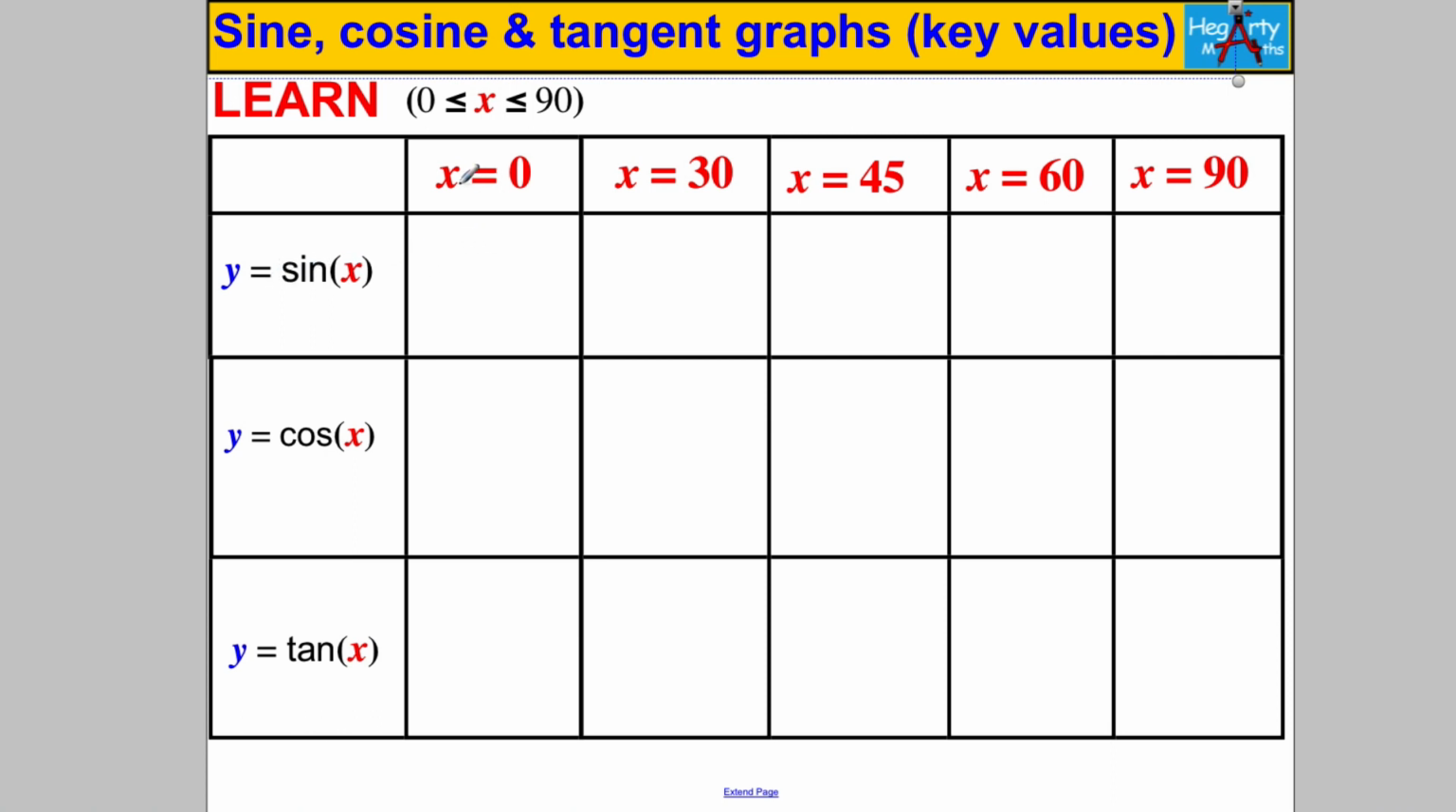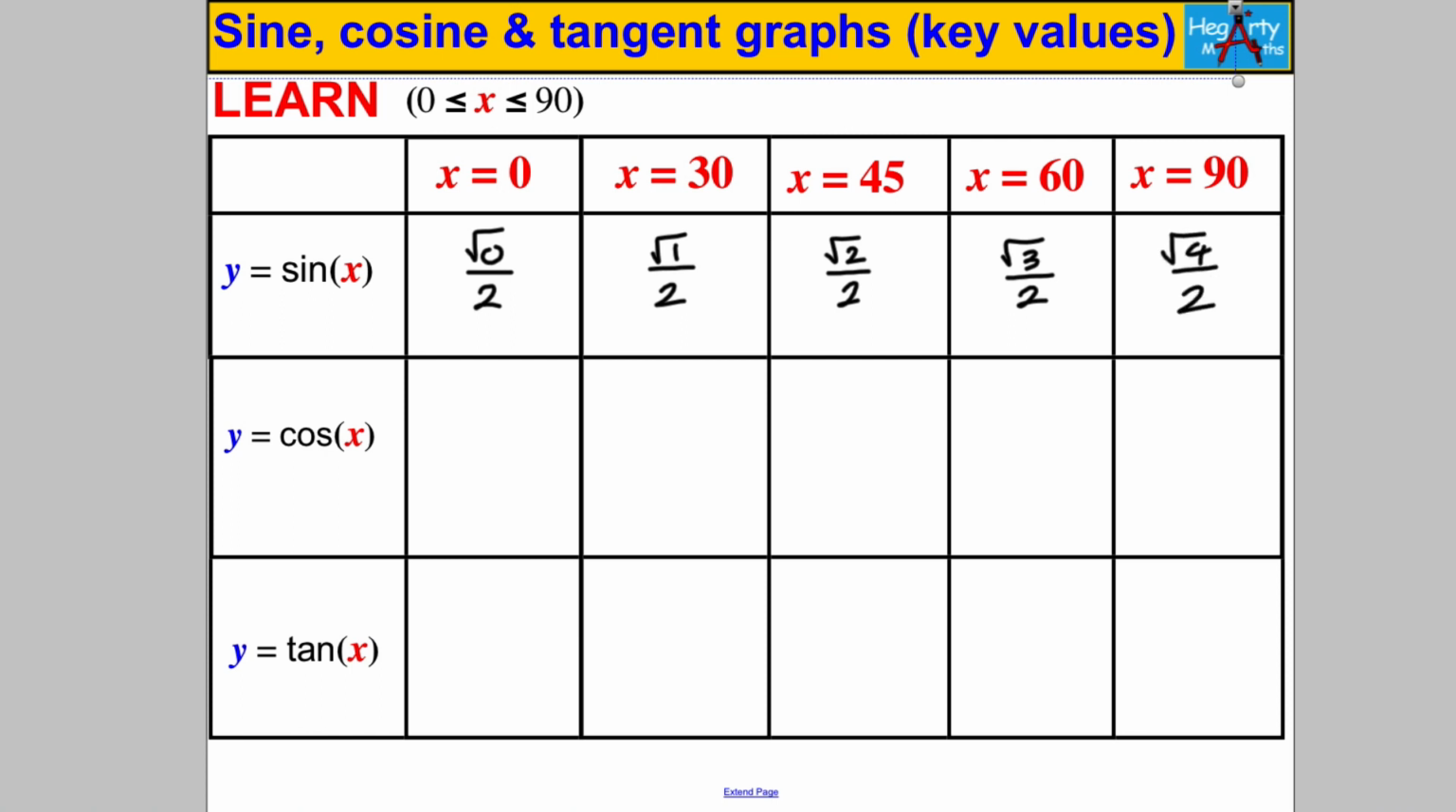All you've got to remember is when x is 0, sine x is, I'm going to write root 0 over 2. The next one is going to be root 1 over 2. The next one is going to be root 2 over 2. The next one is going to be root 3 over 2. The next one is going to be root 4 over 2.